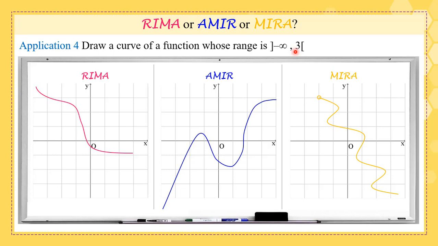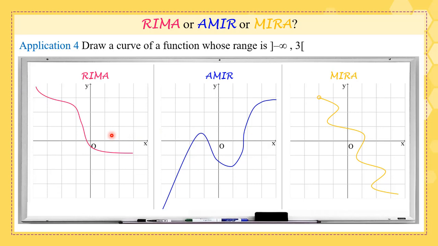Now, which curve is correct and which curve is not correct? Let's begin with Mira. Mira didn't draw the curve of a function. Pay attention, so this is not correct because this is not a function. To be a function means that if we draw a parallel to the y-axis, it should cut the curve in at most one point.